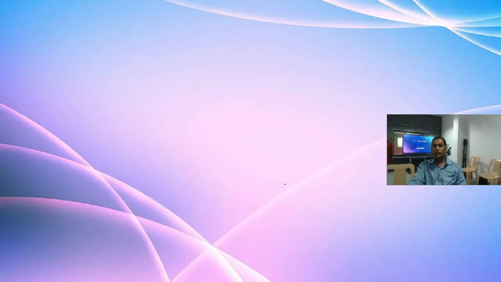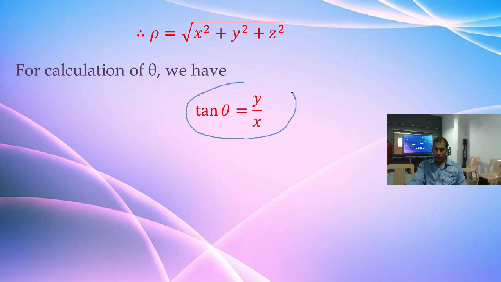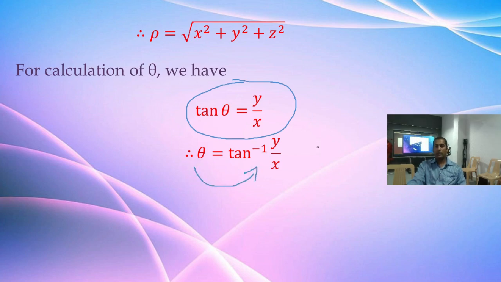Let us move to next. Say we have r is equal to square root of x square plus y square plus z square. Now theta, how will we calculate theta? It is y by x. So tan theta is y by x, so theta will be equal to tan inverse of y by x. So from here we can also get the conversion of theta. Therefore theta is represented in the form of y and x.